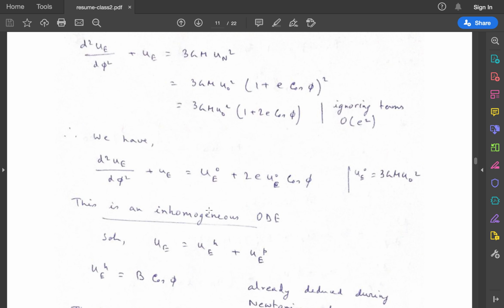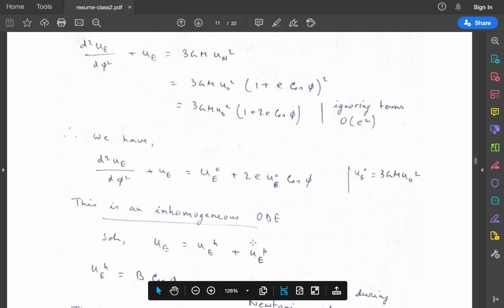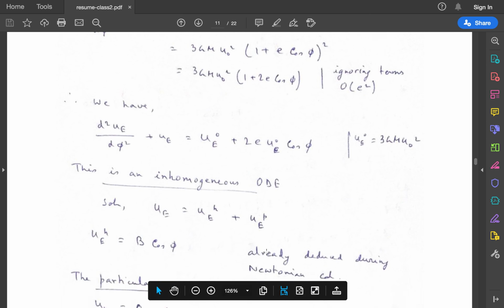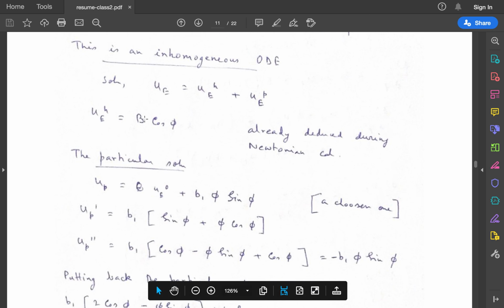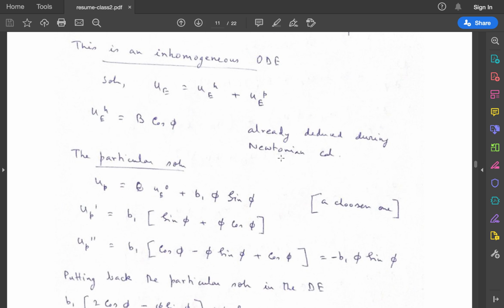Now this is an inhomogeneous equation. An inhomogeneous equation has a homogeneous part and a particular solution. The homogeneous part is already known, we have already found that. Let us write it as b cos φ, since b is some other constant already used for the Newtonian calculations. And the particular solution, let us say, is some b1 φ sin φ plus u0. This is a chosen one.